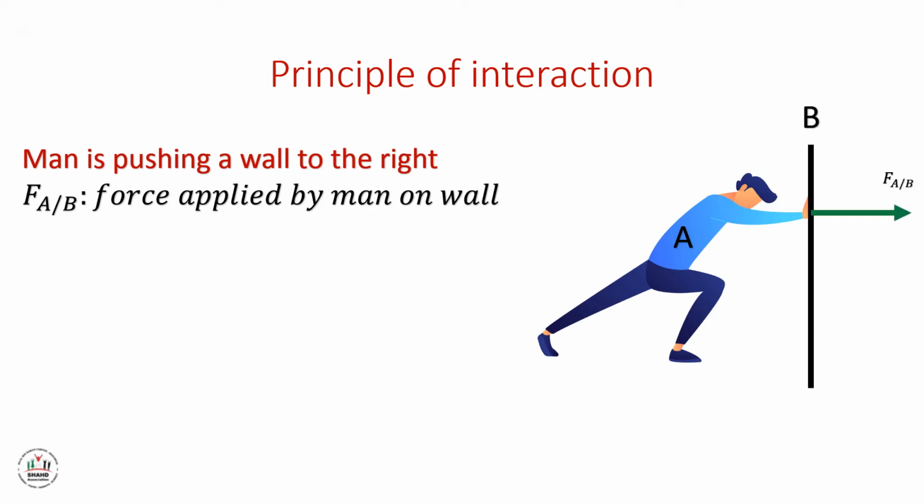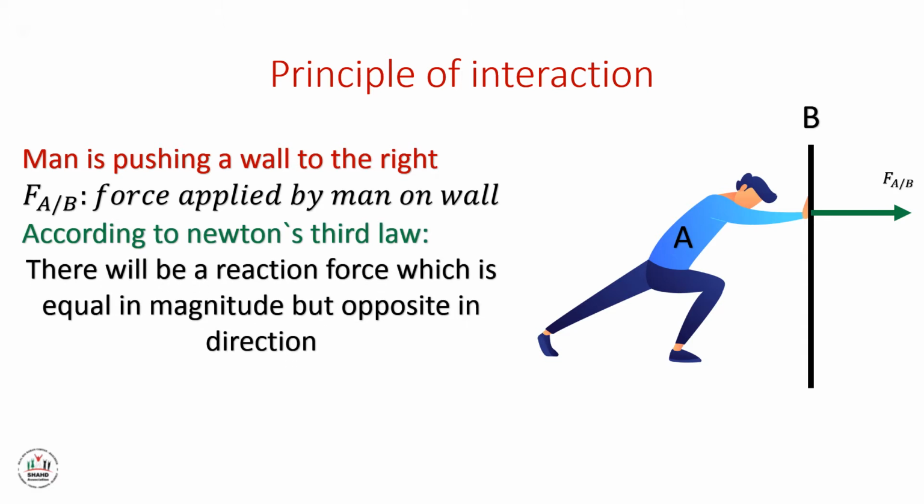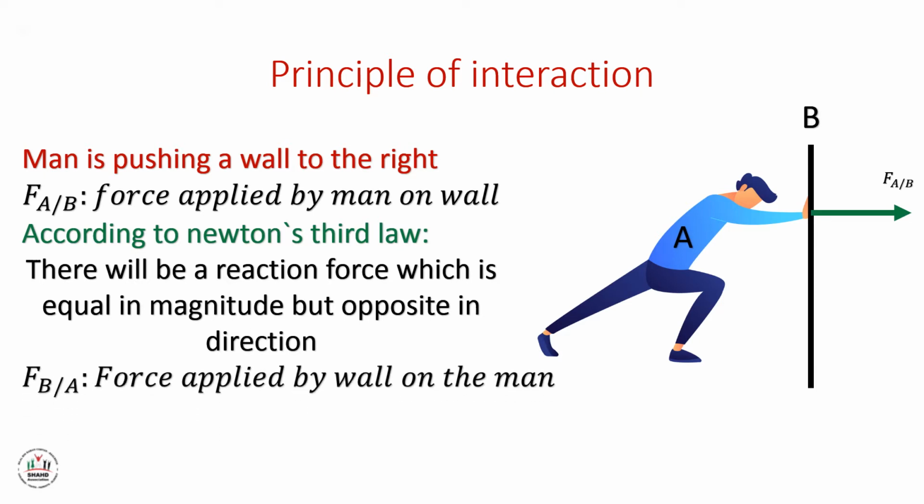According to Newton's third law, there will be a reaction force which is equal in magnitude but opposite in direction. Now we can say that we have a force that's applied by the wall on the man and it's named as FB on A. It is equal to FA on B but it's opposite in direction. So the vector relation between the two forces is FA on B as a vector quantity, it's equal to minus FB on A.